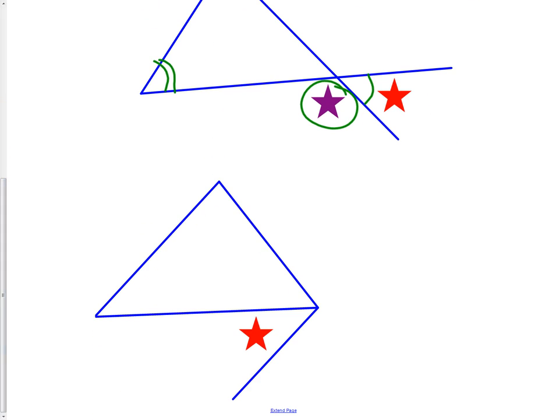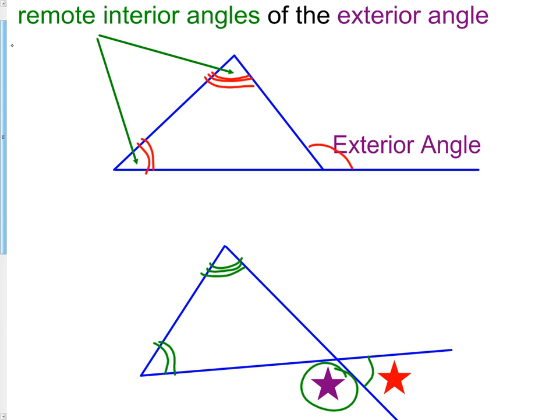Here's one more case for you, and this case is not an exterior angle. In order to be an exterior angle, it has to be on one of the sides extended. Notice how this is neither on this side extended, nor is it on this side extended. The exterior angle will always make a linear pair with the triangle.